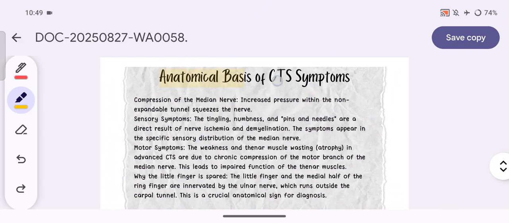Now, the anatomical basis of carpal tunnel syndrome. Compression of the median nerve: increased pressure within the non-expandable tunnel squeezes the nerve. Sensory symptoms: the tingling, numbness, and pins and needles are a direct result of nerve ischemia and demyelination. The symptoms appear in the specific sensory distribution of the median nerve. Now, motor symptoms: the weakness and thenar muscle wasting, or atrophy, in advanced carpal tunnel syndrome are due to chronic compression of the motor branch of the median nerve. This leads to impaired function of the thenar muscles.